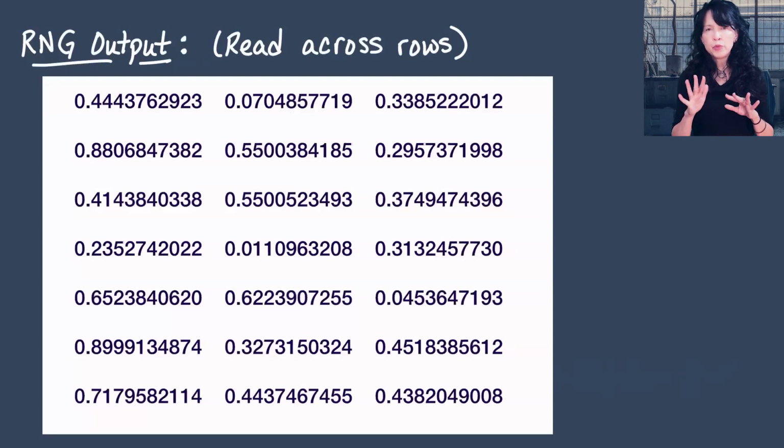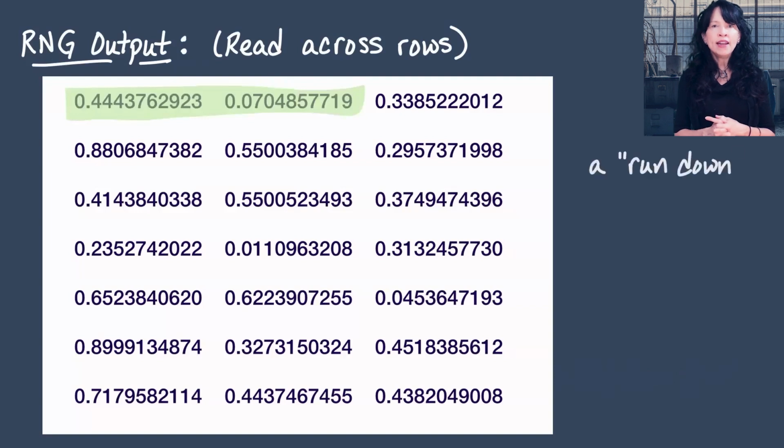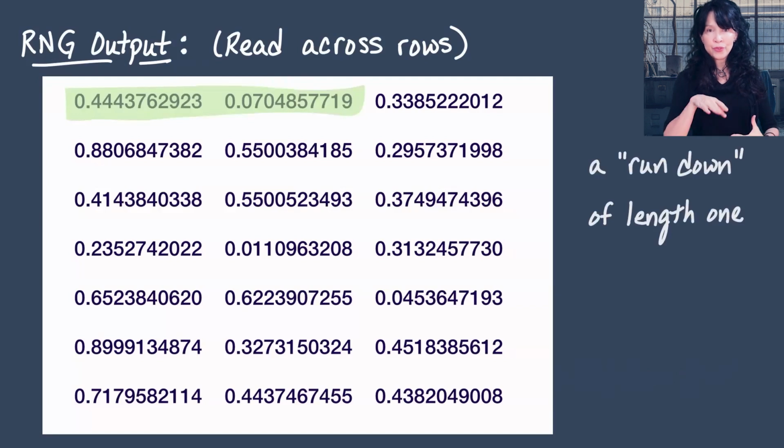The first number is 0.44 something. The second number is 0.07 something. So the first number is starting a run going down. The third number is 0.33, so I'm going back up again. So this run going down ends right here. And what you're seeing is a run down of length 1. Now in today's test, I don't care about the length of the runs at all. I will care about them in the next video. But for the record, it is a run down of length 1. So the run has ended and we're starting over. You should start over with this value.